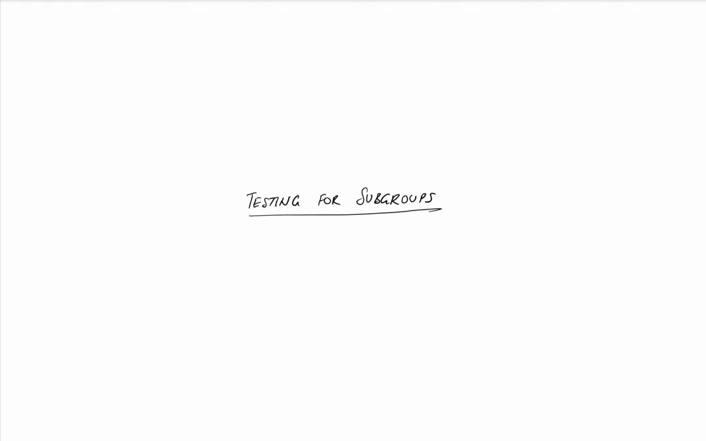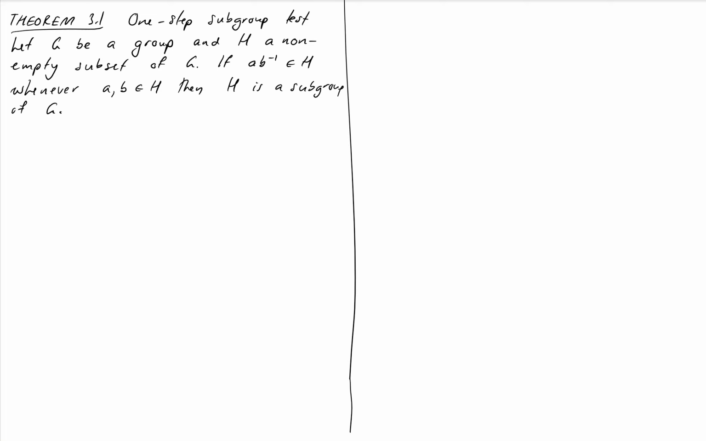We'll be trying to think quite critically about how we're proving these statements in as much as we're thinking about the statements themselves. Okay, so here is our first theorem, and it's called the one-step subgroup test. The statement of the theorem is as follows. Let G be a group and H a non-empty subset of G. If AB inverse is a member of H whenever A and B are members of H, then it follows that H is a subgroup of G. Our job is to first wrap our heads around what this is saying, and second to prove this thing.